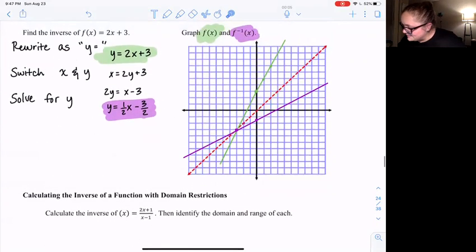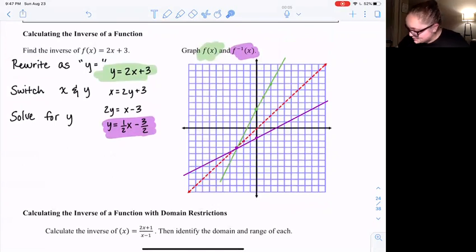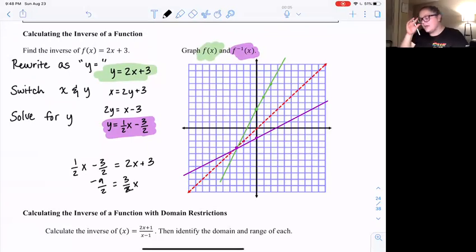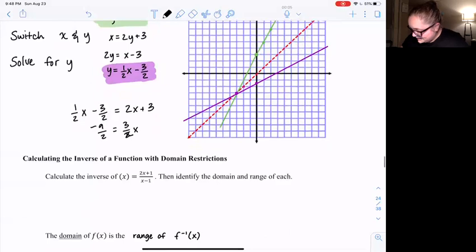Actually, hold on, let me go back up here one second, because is that true? I want to double check that. So we have 1/2 x minus 3/2 equals 2x plus 3. Where is it that they are actually intersecting each other? So I'm going to subtract 1/2 x and I'm subtracting 3. So I get negative 9/2 equals 3/2 x. And yep, it does look like x equals negative 3 is that intersection point.